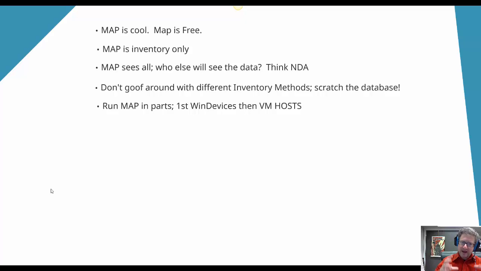Then go back and unselect those and then go for the VMware computers. Do it in pieces. MAP will remember and add data to it. One thing I didn't bring up before is once you're done with the MAP inventory, never use it again. Scratch that database, park it as a back file. Do not reuse MAP without resetting the database. Otherwise, it'll just keep adding more stuff on there.